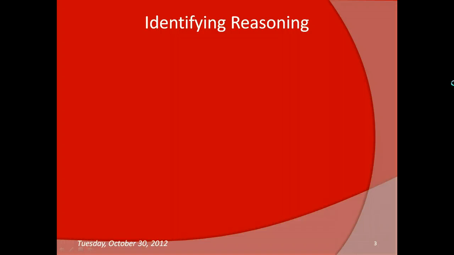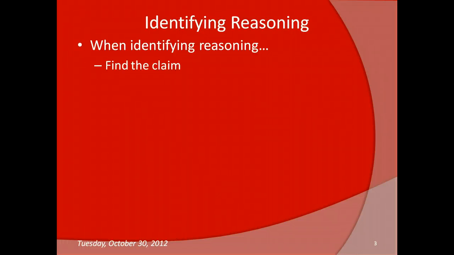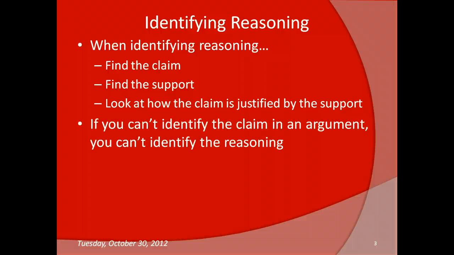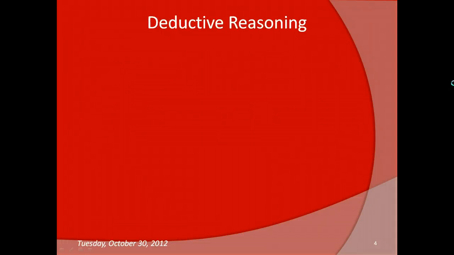So let's start off by identifying reasoning. When you are trying to determine what type of reasoning is being used, you must first find the claim, then find the support used to prove the claim, and then look at how the claim is justified by the support. Look at the relationship between the two. If you can't identify the claim in an argument, you can't identify the reasoning. Okay, so make sure that you know exactly what the argument is claiming first. Otherwise, you can't go any further.